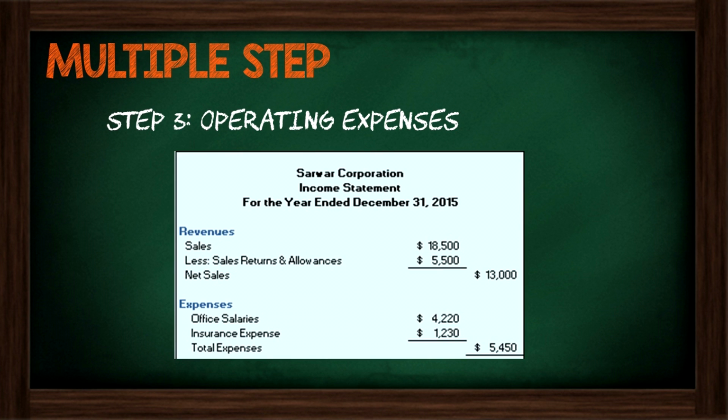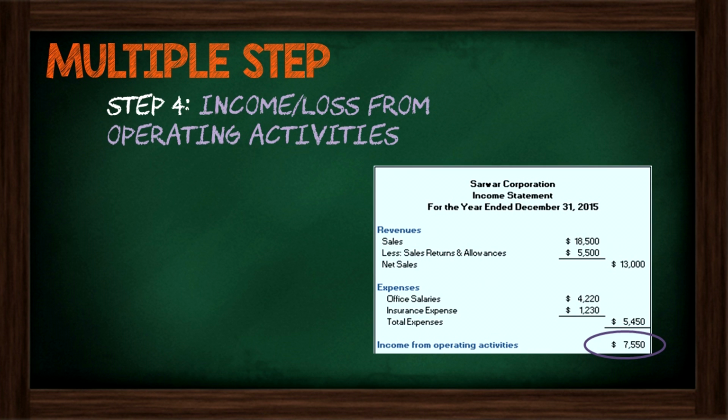But again, we separate our expenses between operating and non-operating, and operating is always listed first. So these would be our operating expenses. So our office salaries, something that the business would incur on a day-to-day basis, and the same thing with insurance, right? So we just list our operating expenses. So $4,220 of office salaries and $1,230 of insurance expense. Add these together to arrive at total expenses of $5,450.